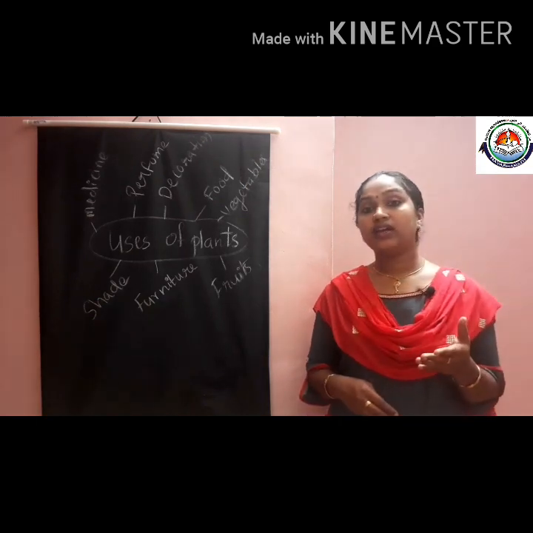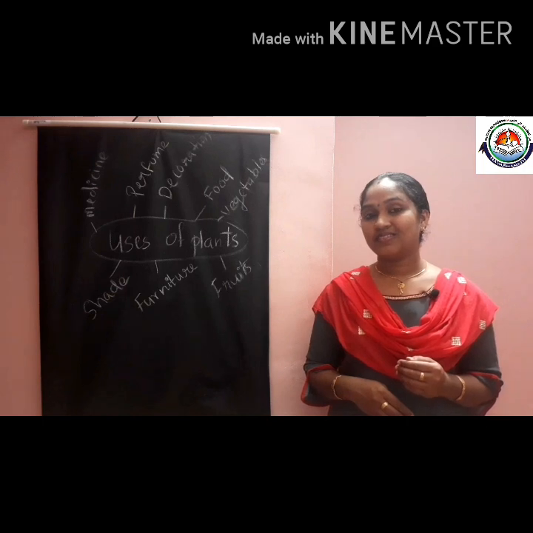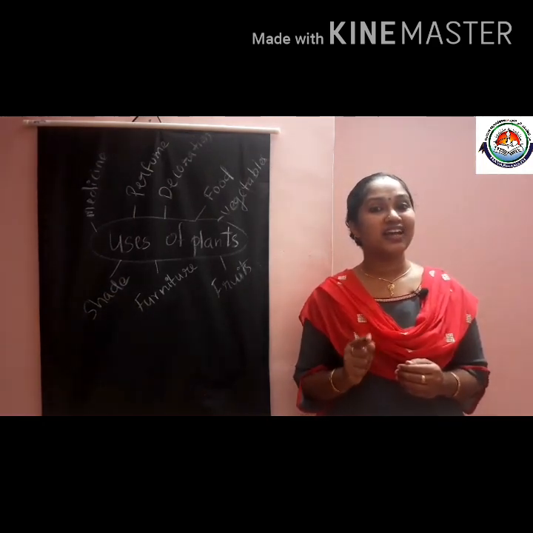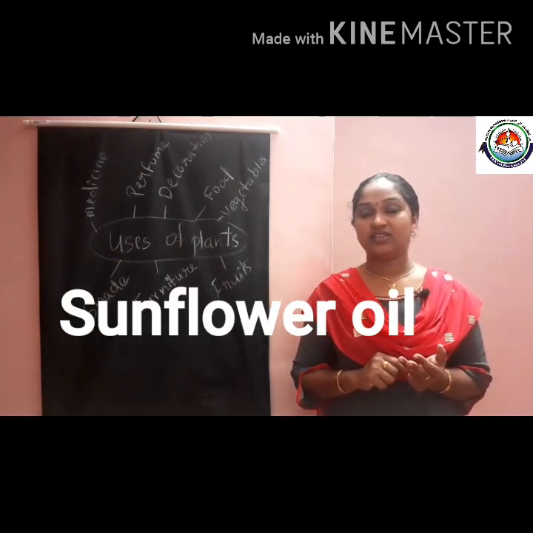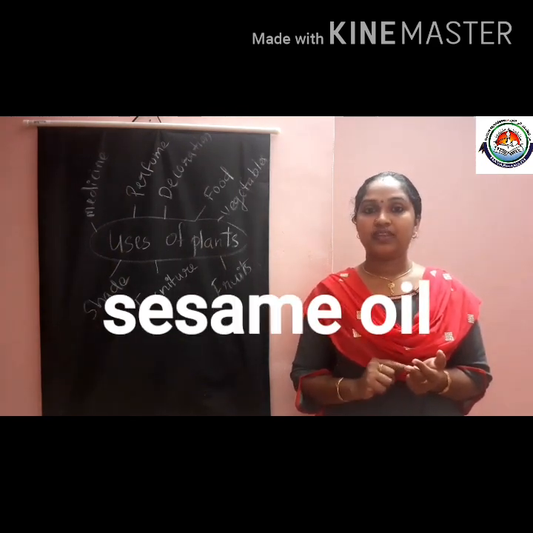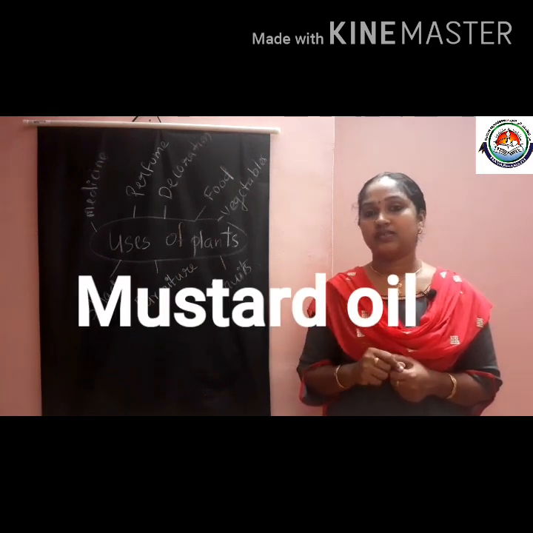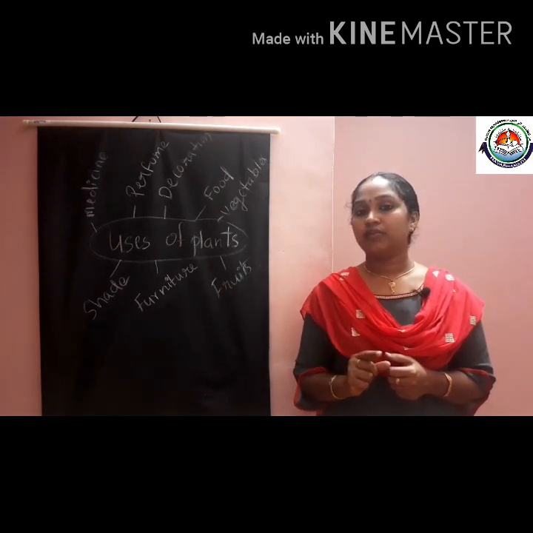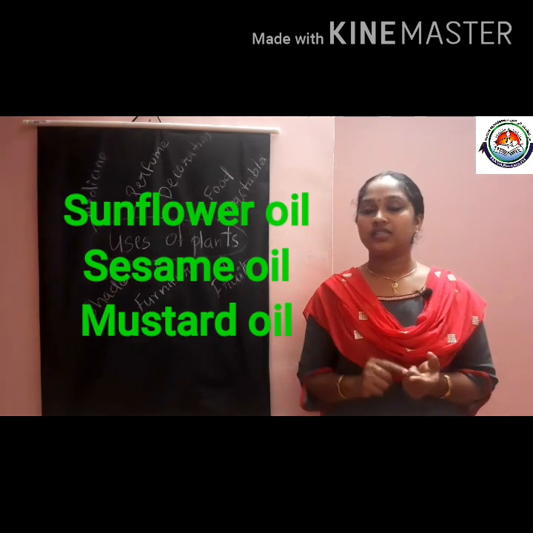Different kinds of oil are also obtained from plants. Which are they? Very good. This oil we use to make biryani, right? What is the name of that oil? Sunflower oil. Very good. Then sesame oil. Then mustard oil we also get from plants. So three kinds of oil we get from plants: sunflower oil, sesame oil and mustard oil.